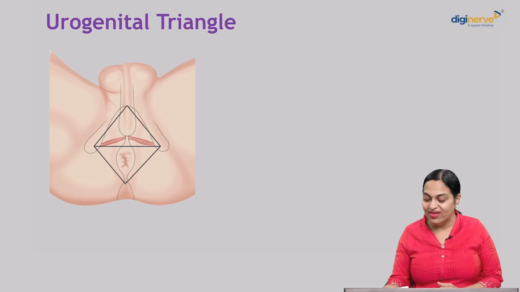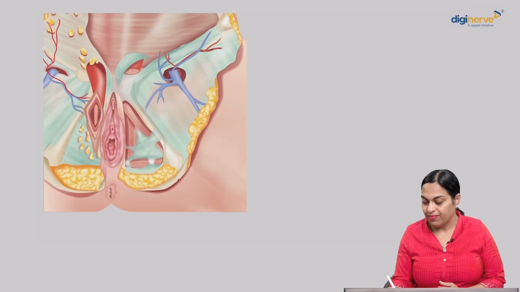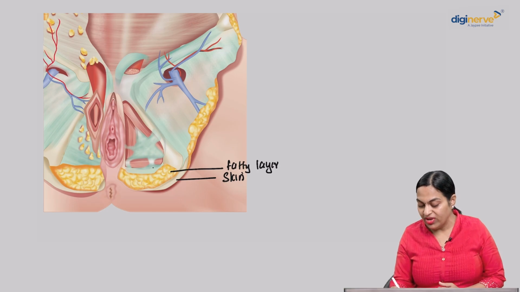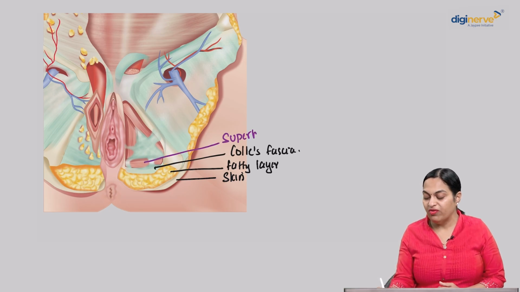So what are the layers as we dissect through? So this is the skin. Then you can appreciate the fatty layer. The membranous layer over here, we are going to call the Colles fascia. What is present above the Colles fascia, the muscle that you see here, that area is the superficial perineal pouch.